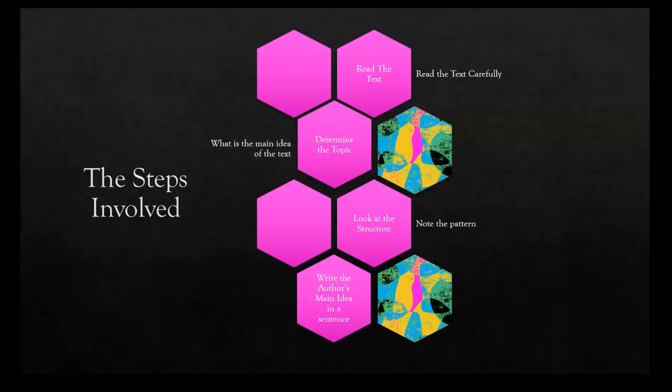We're going to talk about the 4 steps on finding the central idea, which is: read the text carefully, I'm going to go a little bit more into that; determine the topic, what is the main idea of the text; look at the structure, note the pattern; and then write the author's main idea down in a single sentence.